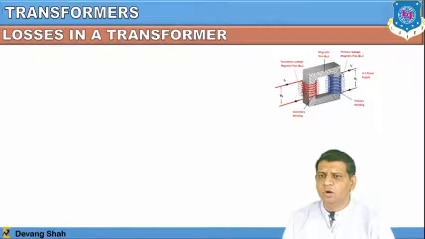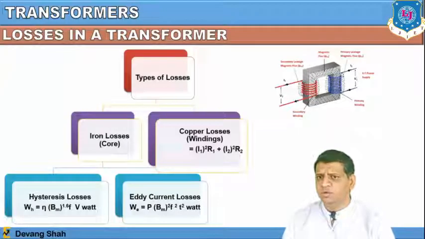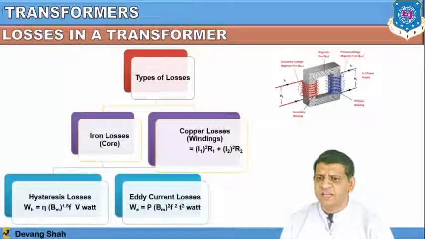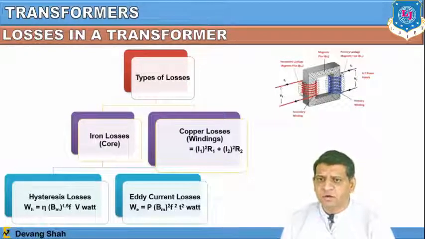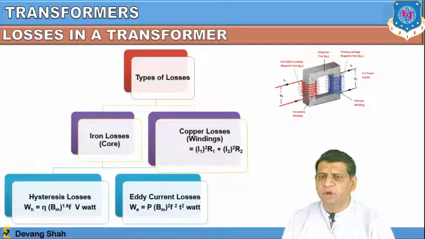Now let us look at the losses in a transformer, right? Once you apply the voltage, since this is a system made up of the core and windings, it must incur losses. So there are two types of losses in a transformer, and they are only because of the core and windings. The losses occurring in the core are defined as iron loss, because the core is made up of iron. In the same way, the losses occurring in the windings are defined as copper loss, because the winding is made up of copper, right?